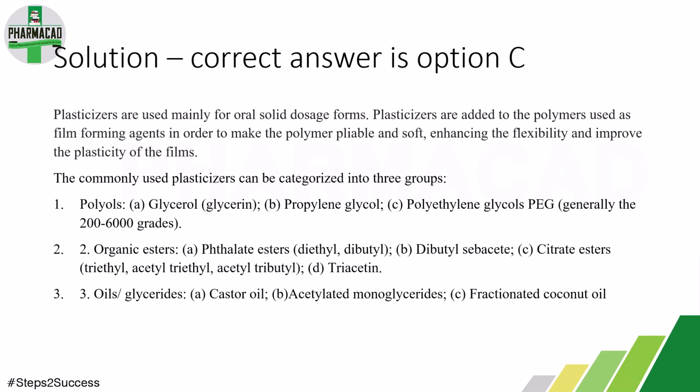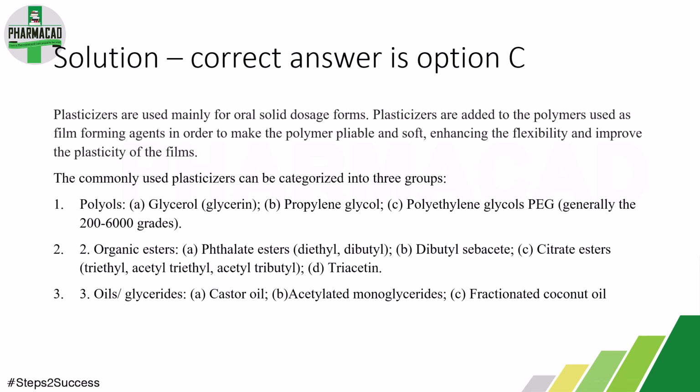Plasticizers are used mainly for oral solid dosage forms. Plasticizers are added to the polymer which is used as a film forming agent in order to make the polymer pliable, soft, enhancing its flexibility and improving the plasticity of the film. The commonly used plasticizers can be categorized into three major groups, that is polyols, organic esters, oils and glycerides.